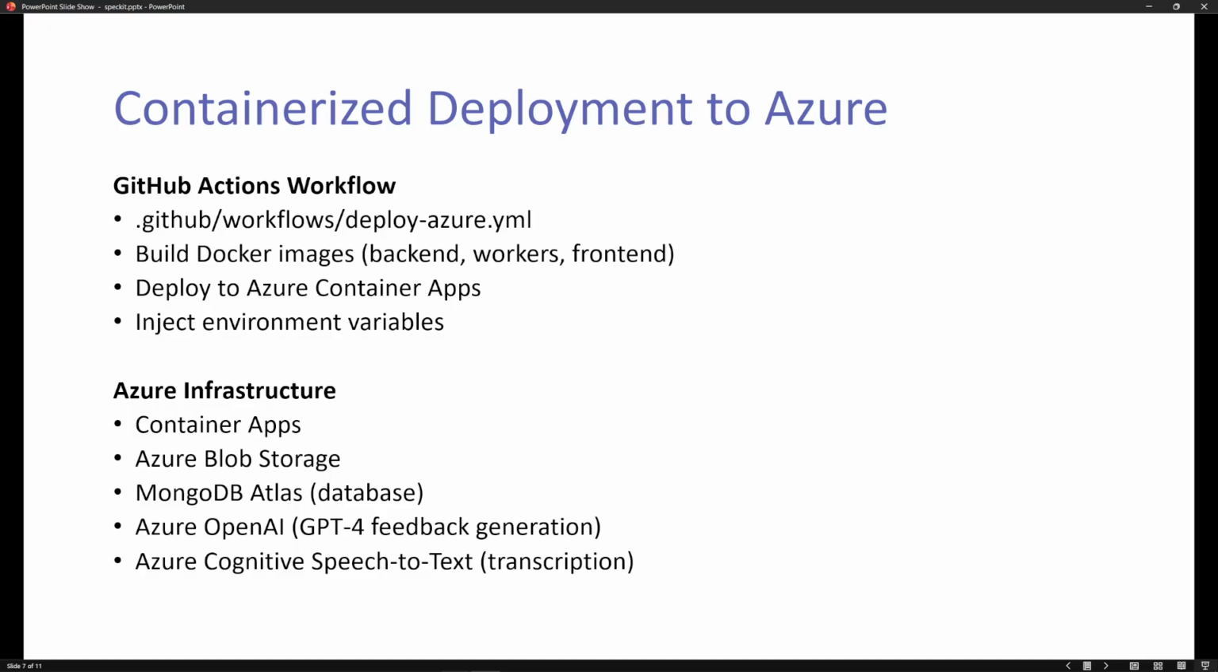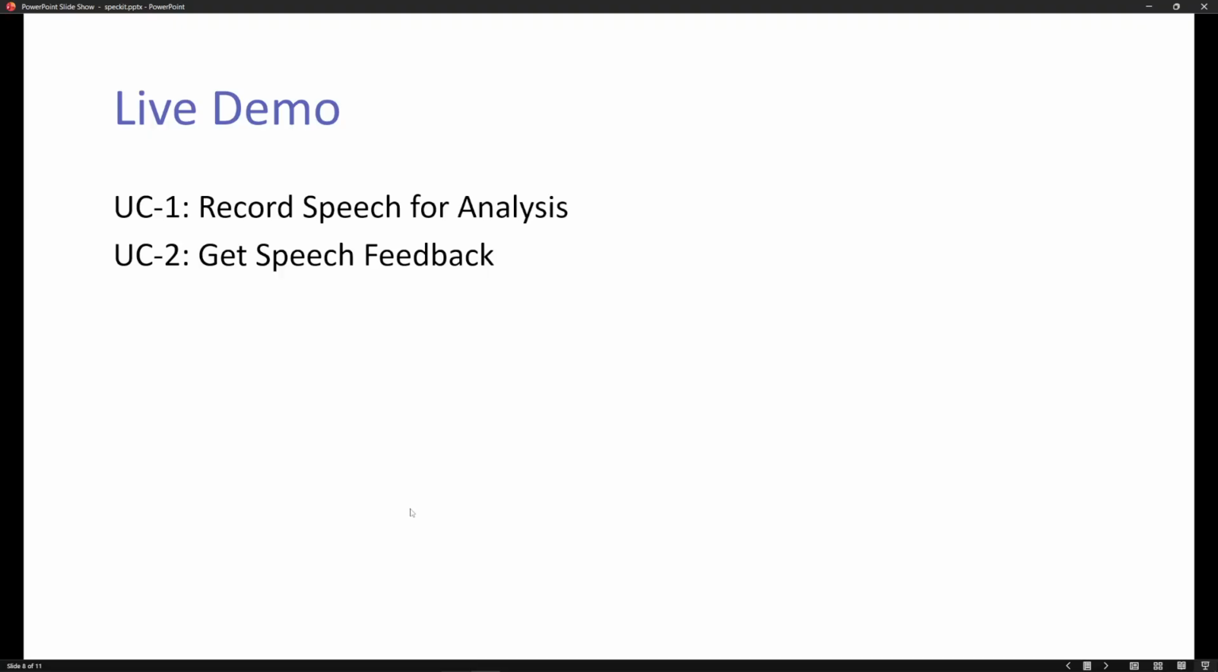The deployed architecture uses Container Apps for the front-end, back-end, and workers, with MongoDB Atlas for data, Azure Blob Storage for the audio files, and Azure OpenAI and speech-to-text for AI services. It's also fully reproducible locally using the docker compose up command. Okay, so next, let me show you the working application.